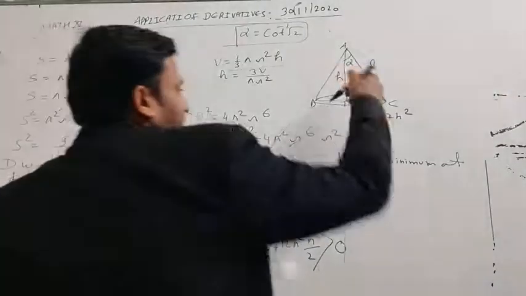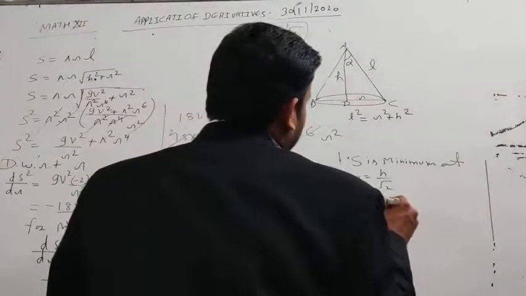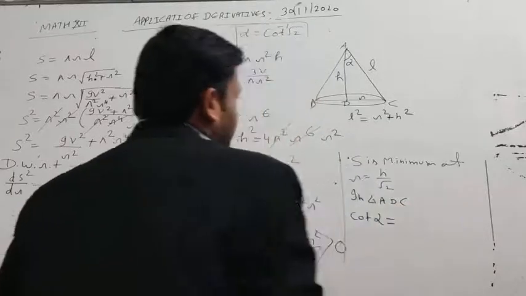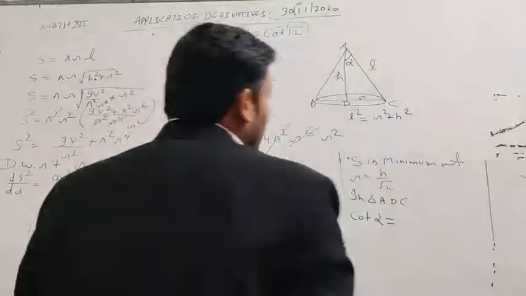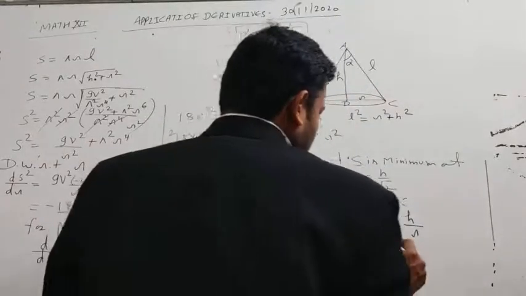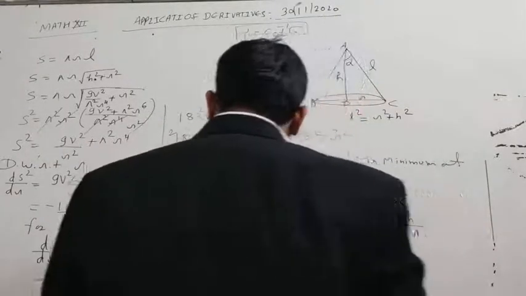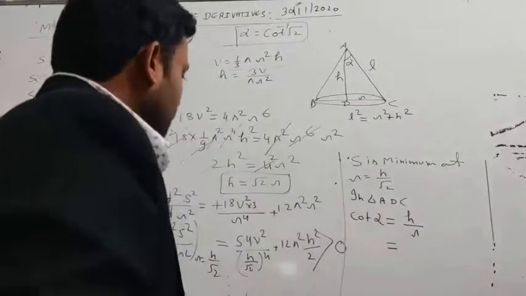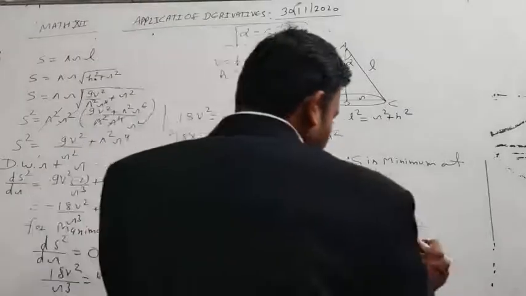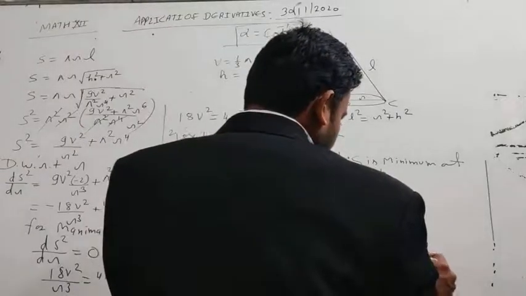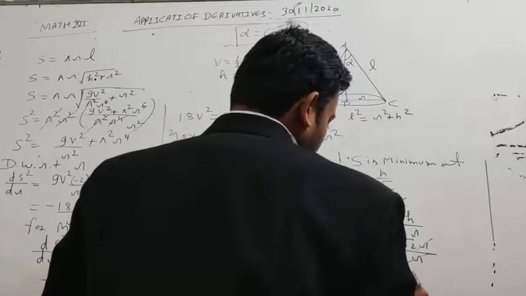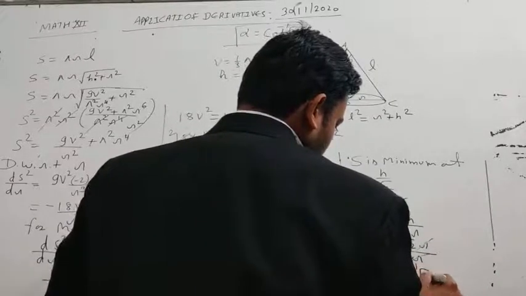So from here, in triangle ABC, our cot alpha will be equal to base by perpendicular. So base is h, perpendicular is r. Okay. So h by r. So here h is equal to root 2 r. So when we write cot alpha, alpha is equal to cot inverse root 2.